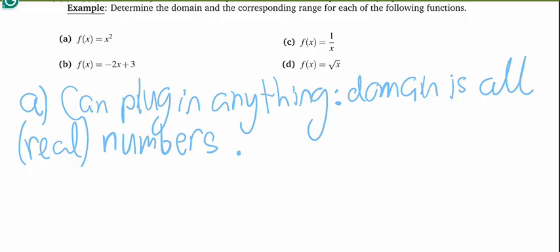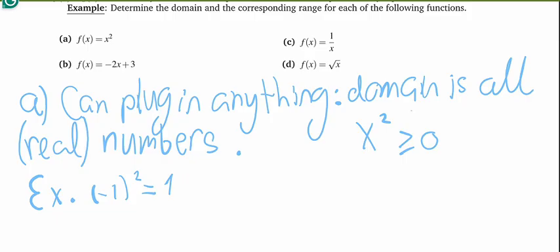What is this function capable of producing or spitting out, to be vulgar, as an output? Well, you'll recall that x squared is always going to be non-negative. That's the beauty of even powers. For instance, -1 squared is actually going to be 1.